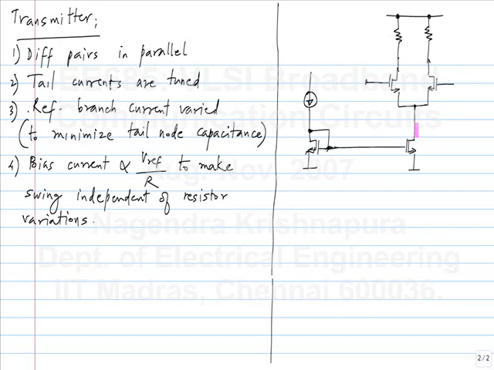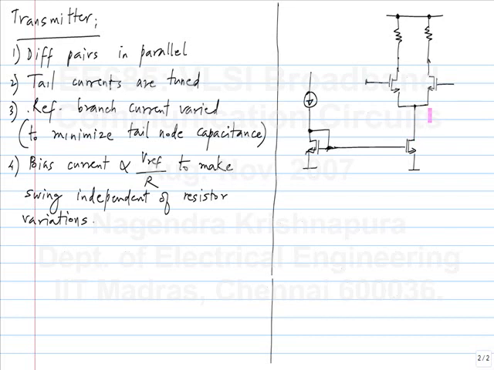So this has a VGS across it and this has a very small voltage, let's say VDSAT, 100 millivolts or 150 millivolts across it, and the difference can be quite significant. Maybe the VGS is 500 millivolts, the VDS is 100 millivolts, so the current can be quite different from each other. How can I fix this situation?